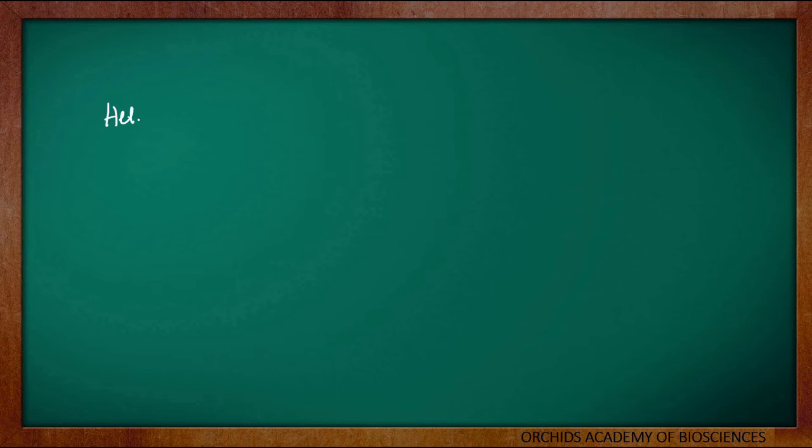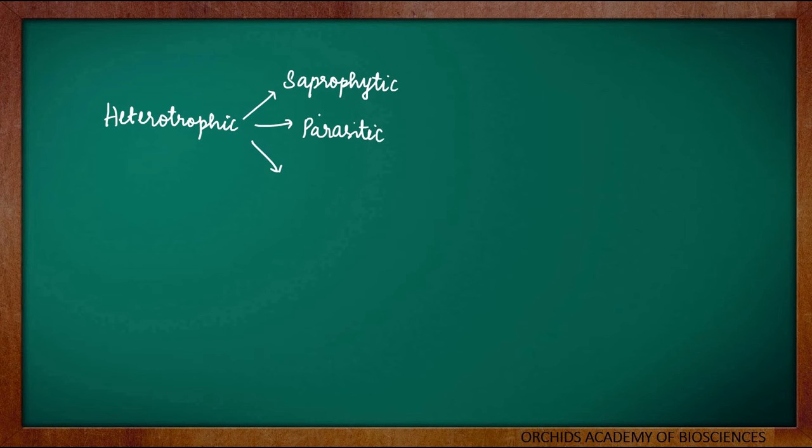We started with the heterotrophic mode of nutrition, the mode of nutrition in which organisms cannot prepare their own food. In the heterotrophic mode of nutrition, we saw its three types, starting from the saprophytic mode of nutrition in which the organisms depend on dead and decaying organisms for obtaining their nutrients. Then we saw the parasitic mode of nutrition in which the organism depends upon other living organisms. And finally the holozoic mode of nutrition in which the organism takes in some complex food which is then converted into simpler form using certain enzymes and then taken up by the body.